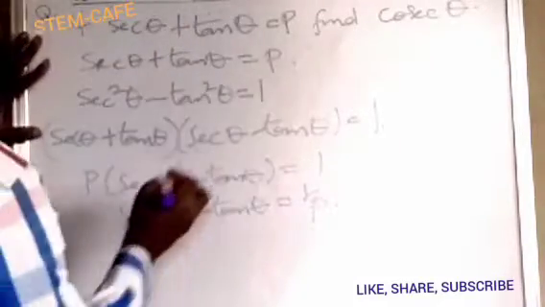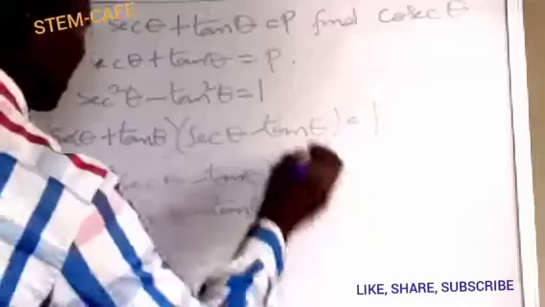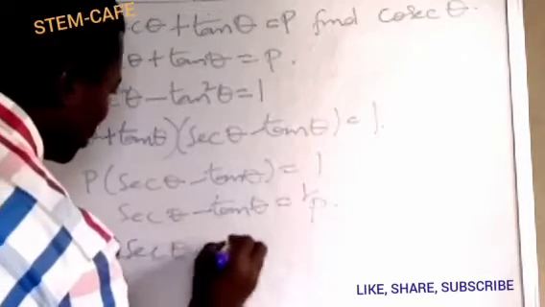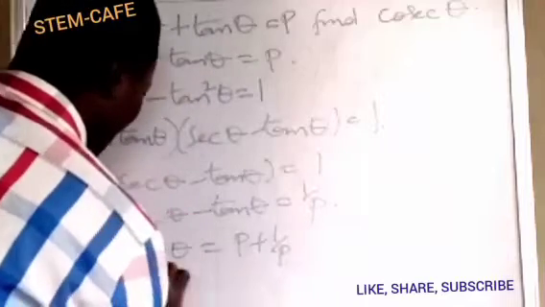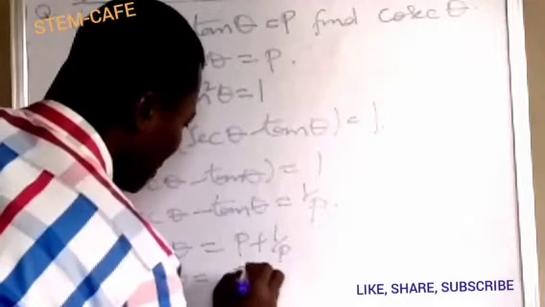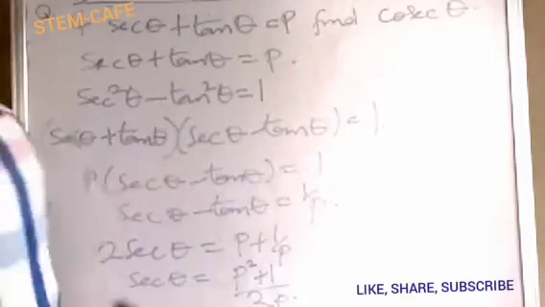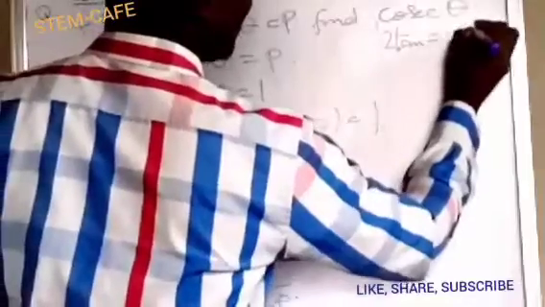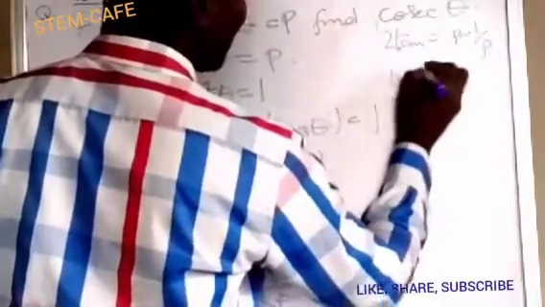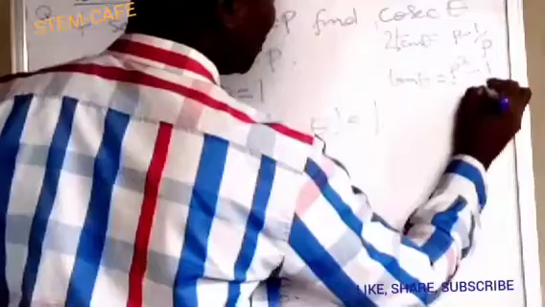So our sec theta will be equal to, let's add this equation and this one. So 2 sec theta is equal to p plus 1 over p. So sec theta equals half. Okay, let me make it straight: (p square plus 1) over 2p. Or solving for tan theta, 2 tan theta is equal to p minus 1 over p. So tan theta will be equal to (p square minus 1) over 2p.